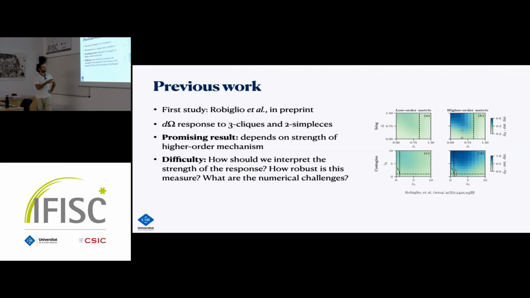So if you focus here on these plots on the right, as we increase the strength of the higher order mechanism, we see that the response to the 2-simplices becomes much stronger than the response to the 3-cliques. This is kind of a promising result for applying the dynamical O information, but it still leaves a lot of difficult questions because we don't really know how to interpret the magnitude of the dynamical O information. We don't know how sensitive it is to different model parameters in different dynamical systems. And also, there are some numerical challenges that the authors of this paper mention exist, but don't really look at in detail.